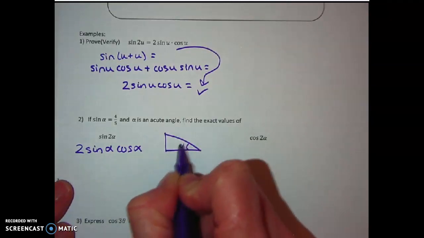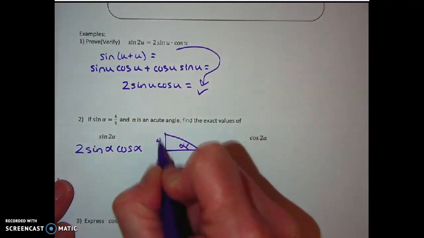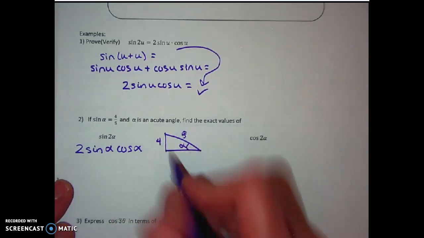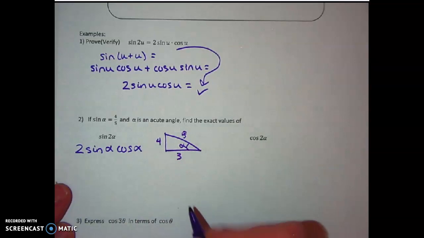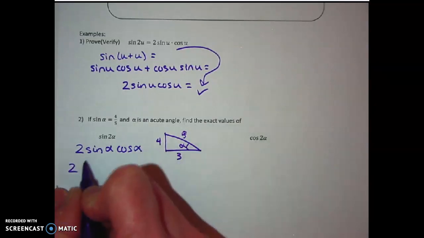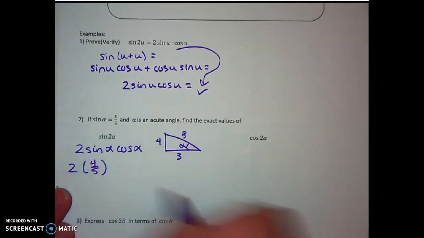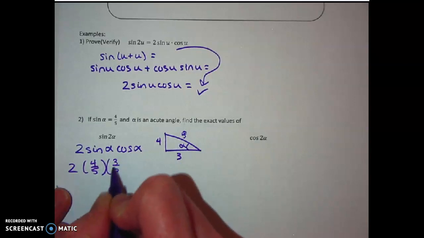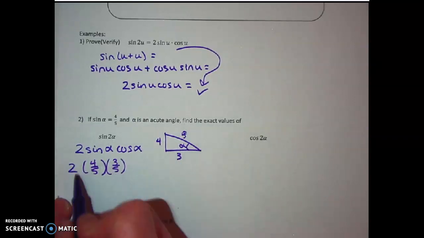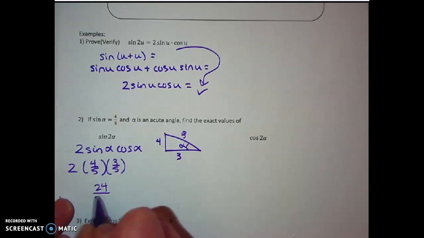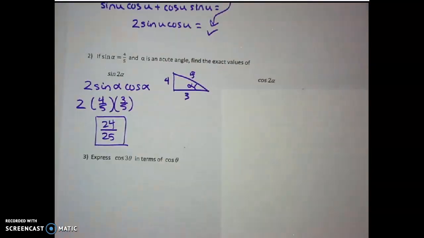So if I draw my alpha, sine is opposite over hypotenuse, and I'm going to recognize that this is from a standard 3, 4, 5 triangle. So now I have 2, the sine of alpha is 4/5, and the cosine of alpha, adjacent over hypotenuse, is 3/5. When I multiply all these together, 2 times 4 times 3 is 24, 5 times 5 is 25. So the sine of 2 alpha is 24/25.